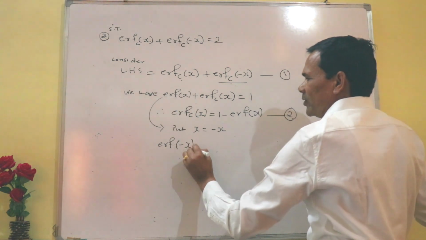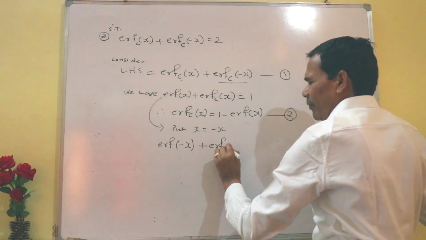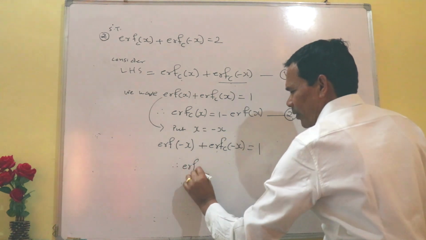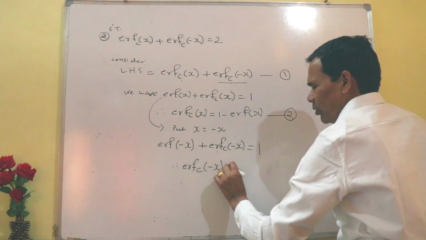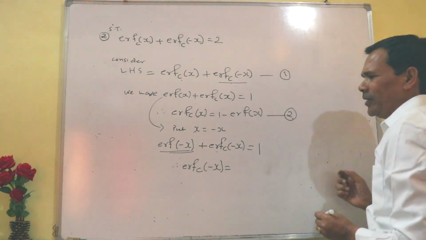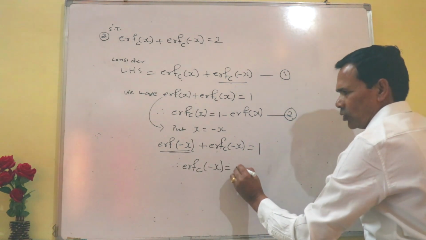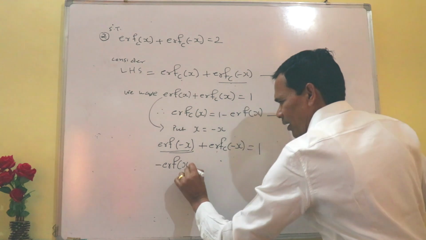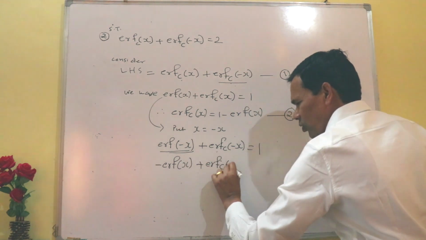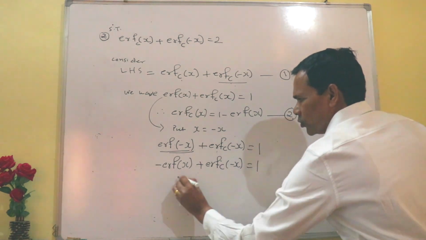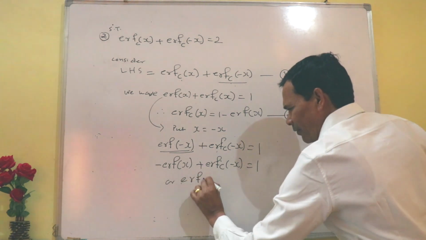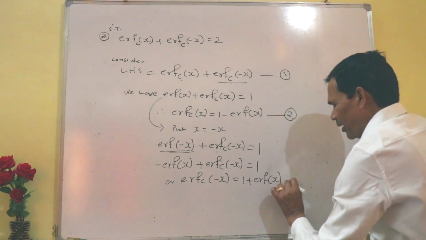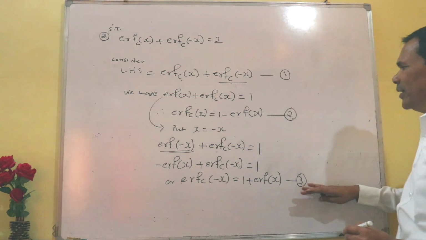So the error function of minus x plus the complementary error function of minus x is equal to 1. Therefore the complementary error function of minus x is equal to 1 plus the error function of x, because the error function is an odd function. I write the error function of minus x as minus the error function of x, and then plus the complementary error function of minus x is equal to 1. So the complementary error function of minus x is equal to 1 plus the error function of x. This is 3.